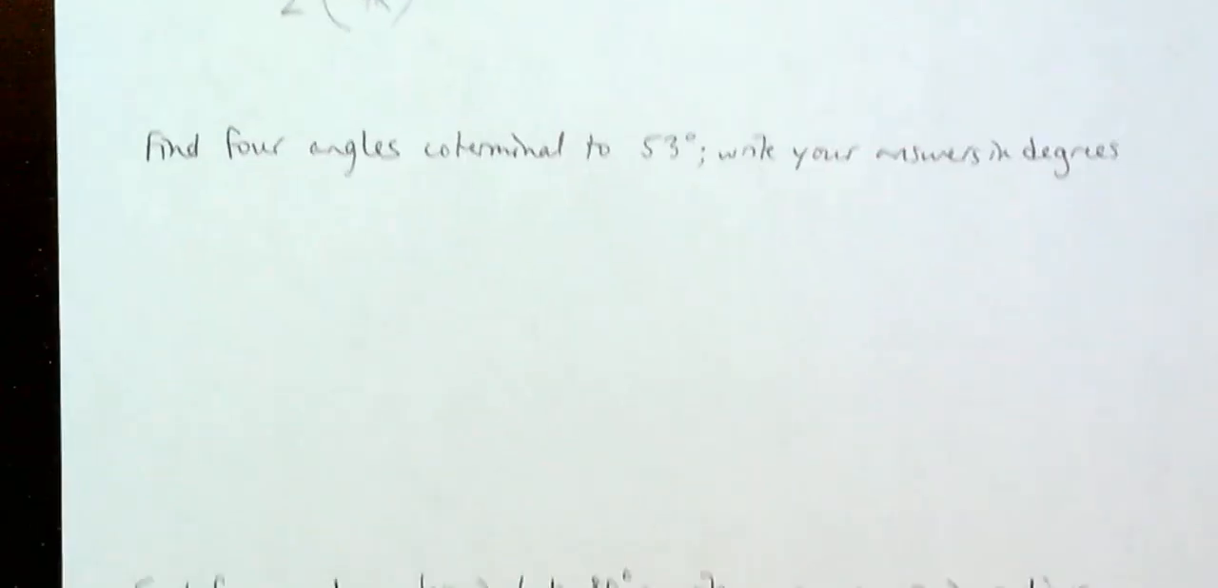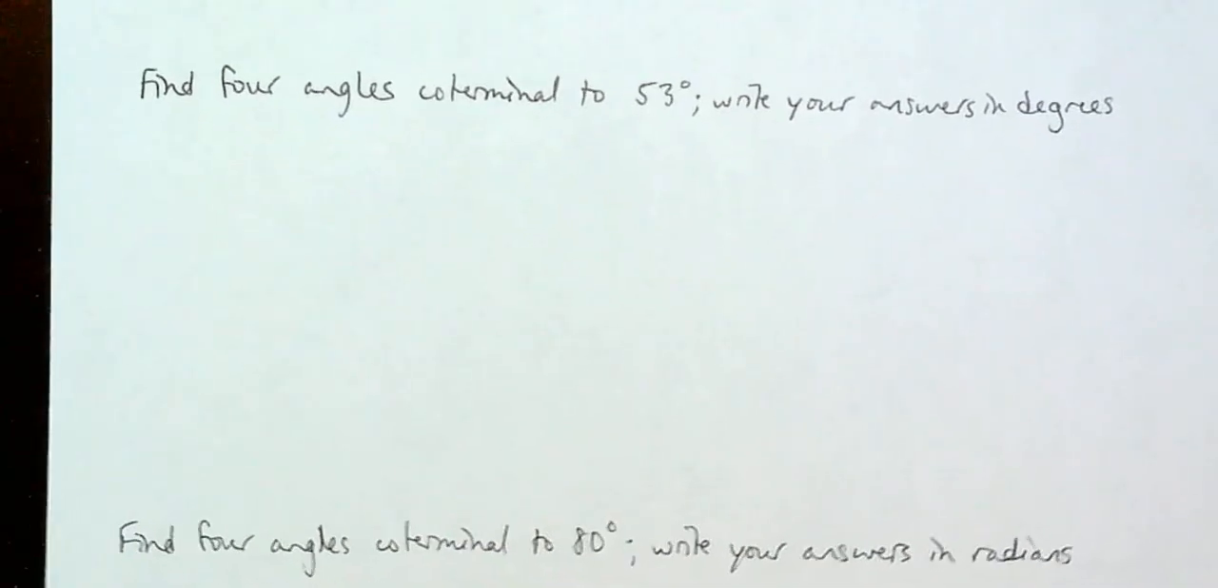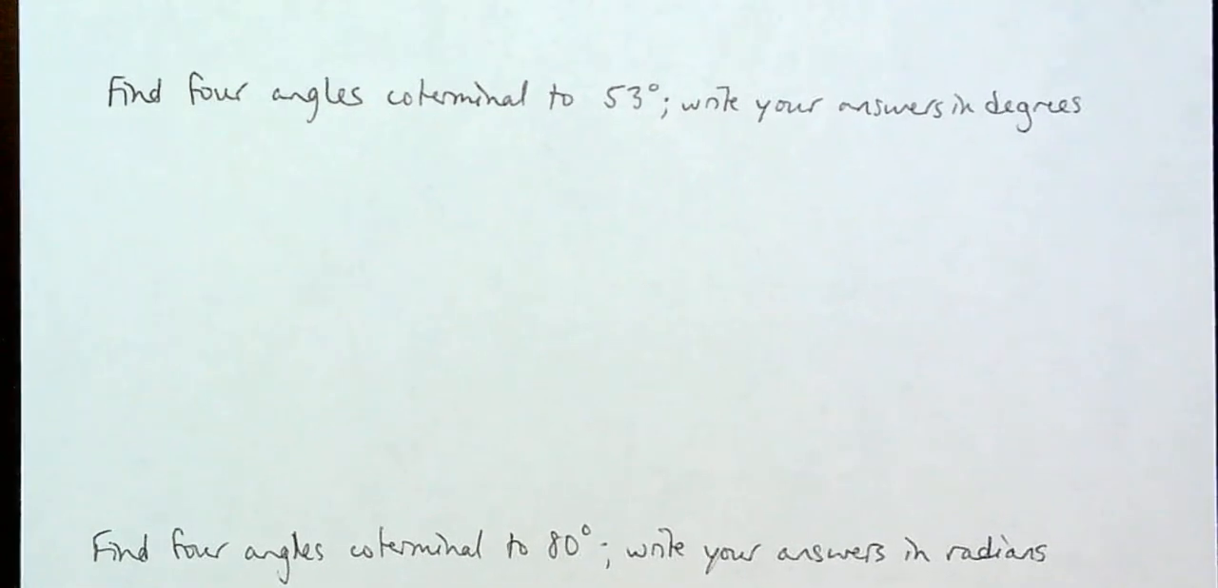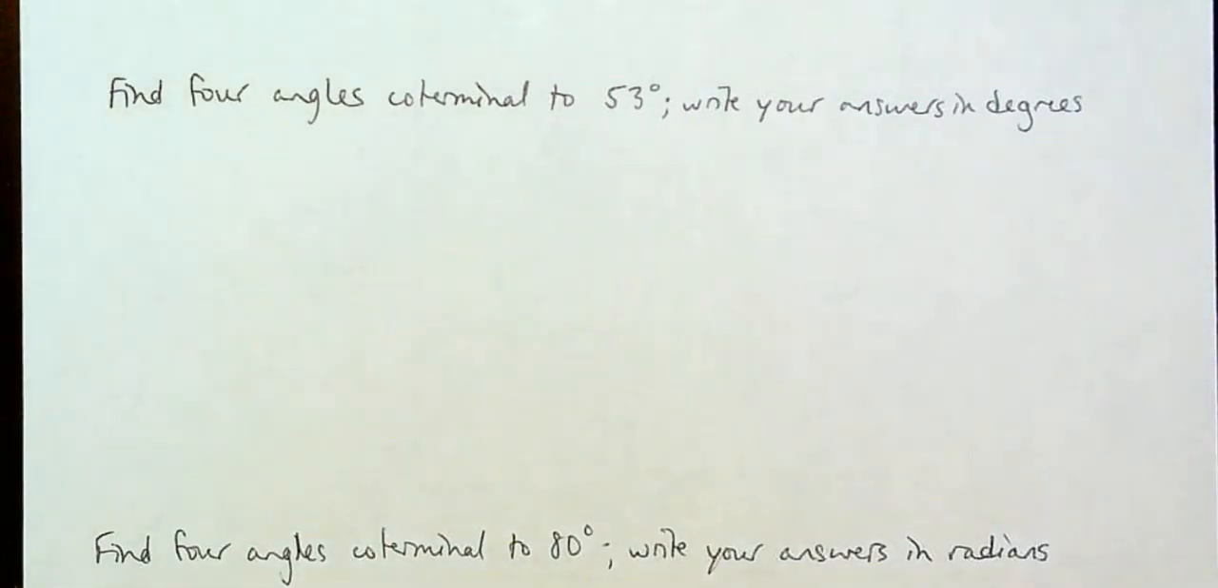So we'll do a couple more samples here. First off, we're going to find 4 angles that are coterminal to 53 degrees. Write your answers in degrees. If I don't specify what way I want your answer in, your choice. But 53 is a relatively nasty number. You don't really want to try to convert that into radians and then write answers in radians there.